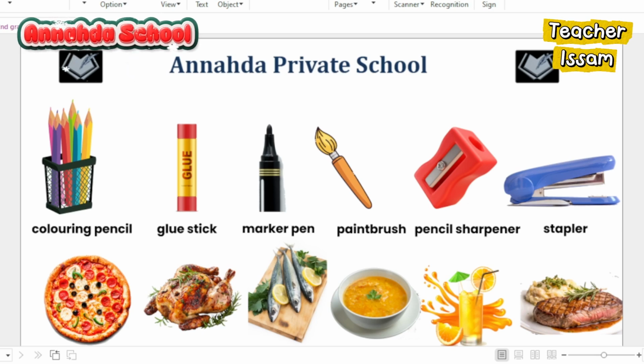We have first coloring pencil, glue stick, marker pen, paintbrush, pencil sharpener, stapler.